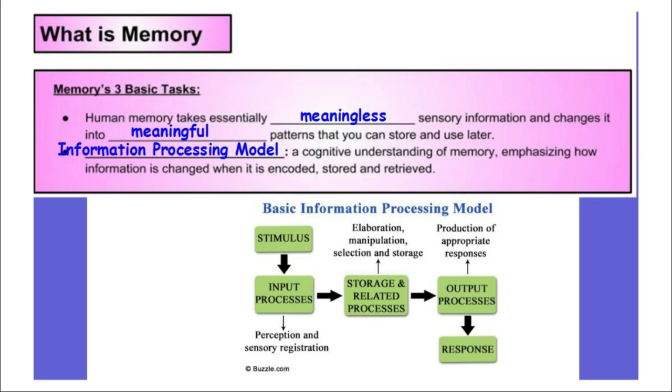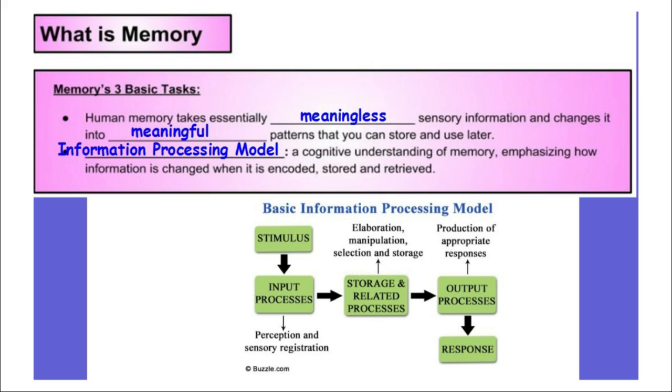And part of being able to put something into storage so that you can use it later is by using what is known as the information processing model. It's basically our cognitive understanding of memory, emphasizing how information is changed when it's encoded, stored, and retrieved. And if you take a look at the diagram below, anytime we talk about the encoding, we're taking whatever that raw stimulus is, and it is the input process, how we're kind of recording it.